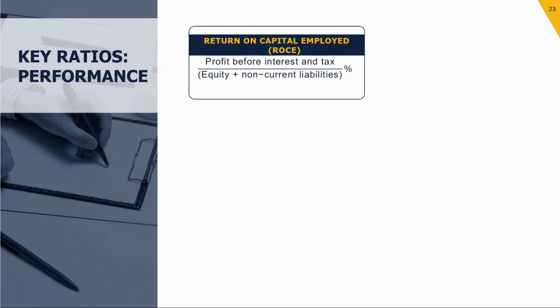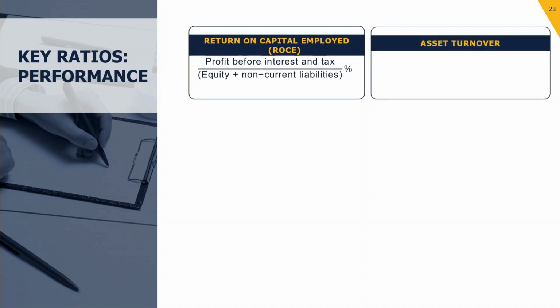But just a reminder, another way to get to capital employed is you can take the total assets and deduct the current liabilities. This measure is really showing how well the company is able to produce profit based on the money that people have invested into it.